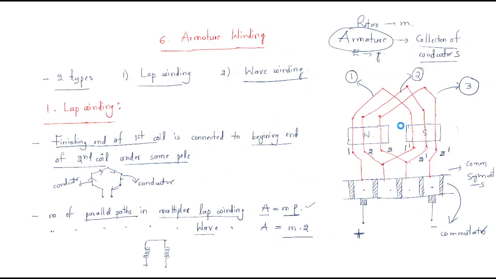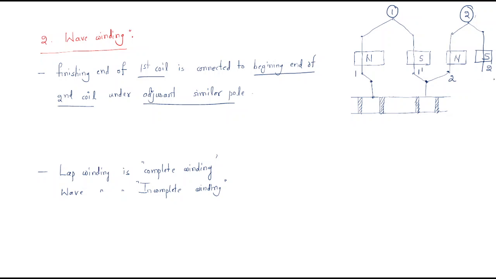But in the case of the wave winding, if we are using only two poles, it doesn't have this. If you're using only two poles, it will be like this connection. The ending end of the first coil will be connected to the beginning end of the second coil, but if you observe here, the first coil has separate poles and the second coil also has separate poles. That's why the adjacent pole is the important thing. So that is the major difference between the lap winding and the wave winding.